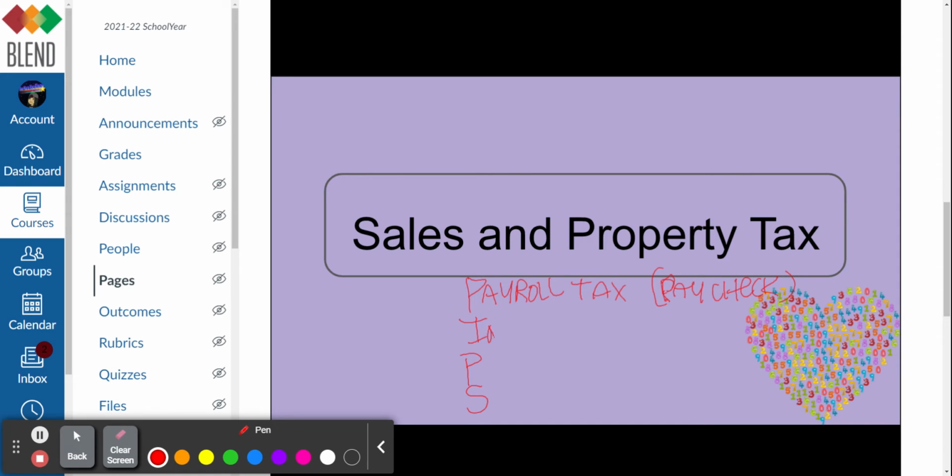Remember, this is the tax that comes off your paycheck. So this has to do with a paycheck. Then there's income tax. Income tax is a tax on any money that you make, on any income. Then there's property tax. Property tax is actually charged every year on the property you own. So like a house or business.